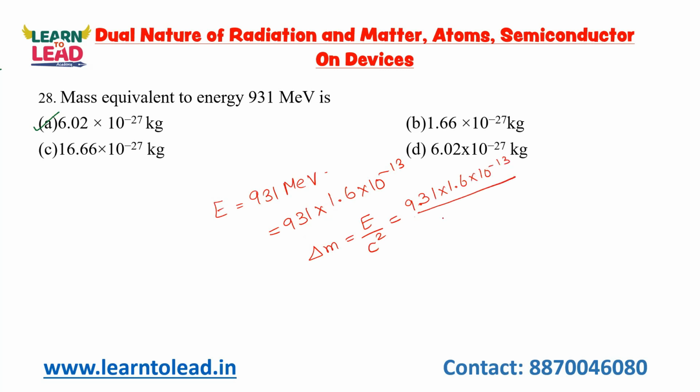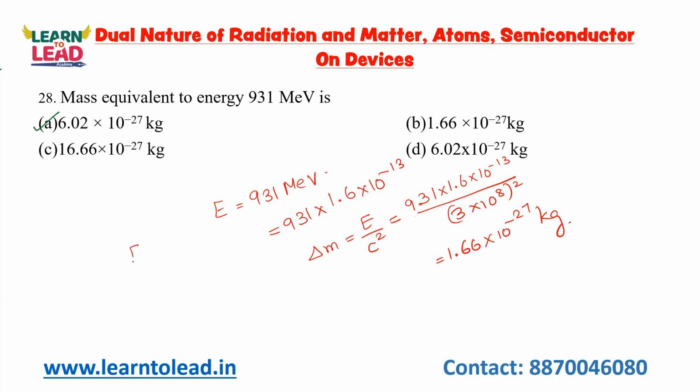The whole divided by the C value. What is the C value? Speed of light. Aditya, what is the speed of light? 3 into 10 power 8. 3 into 10 power 8 the whole square. Okay, if you solve this, you'll get the answer as 1.66 into 10 to the power minus 27 kilogram.